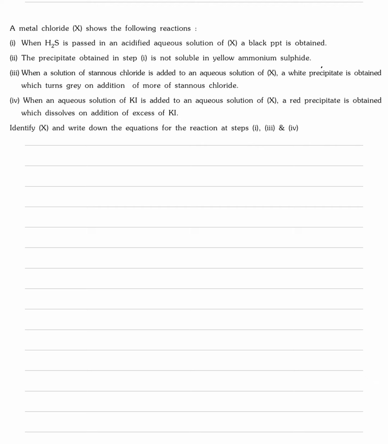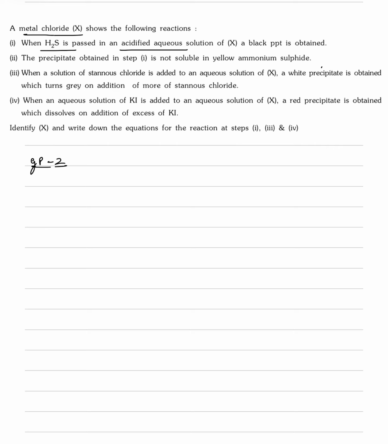Now the question says we have a metallic chloride X, and it shows the following reactions. Now when H2S gas is passed through it in acidified medium, the first hint which is available to us is that we have H2S gas in acidified solution. That means this metallic chloride belongs to which group? It belongs to group 2.